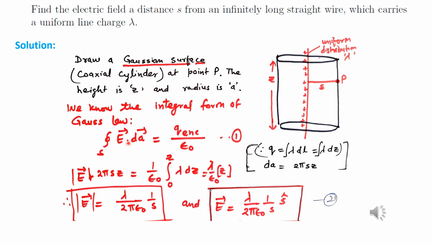surface integral E dot dA equal to q enclosed by epsilon naught, and q enclosed is lambda into dl, and here dl is in dz direction, and the dA equal to 2 pi s into z, the surface area. So left hand side will be magnitude E into 2 pi s z equal to 1 upon epsilon naught lambda into z, and it will be lambda by 2 pi epsilon naught into 1 by s. This is the magnitude, and the direction will be in s cap direction.